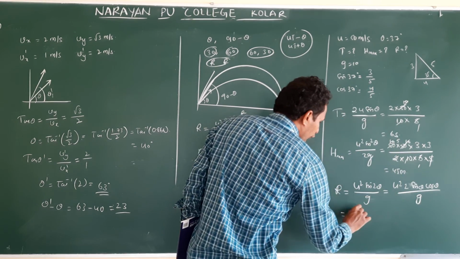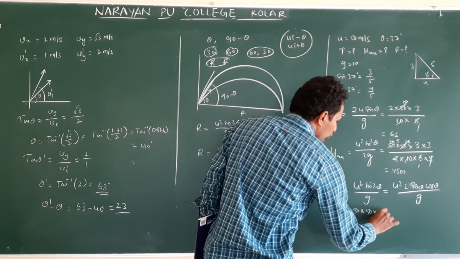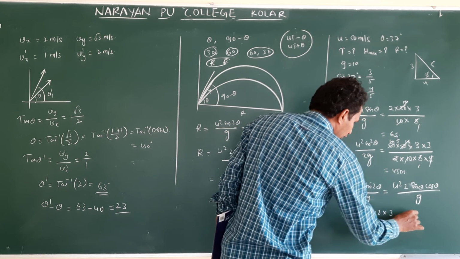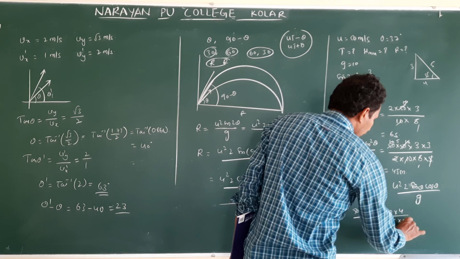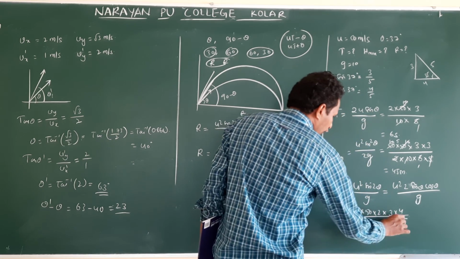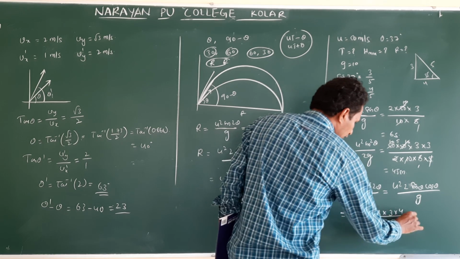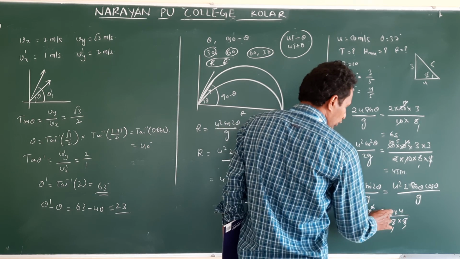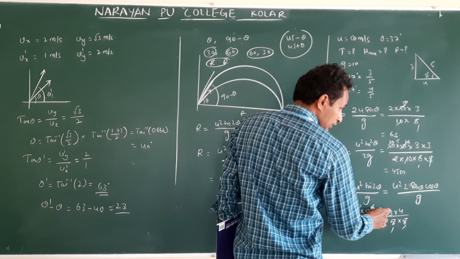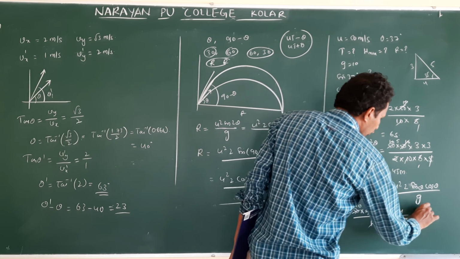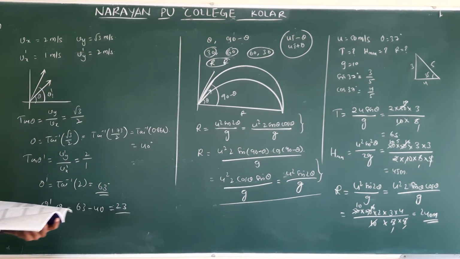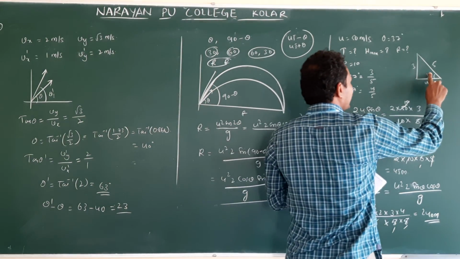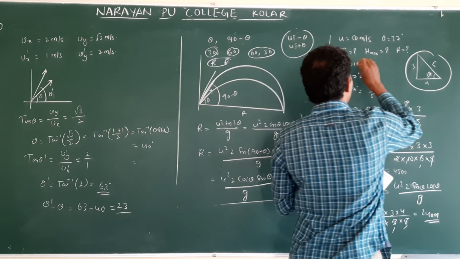Then this value: 50 into 2, sin 37 is 3 by 5. Next cos 37, 4 by 5. G value is 10. Again 5 ones, 5 tens, 10 cancel. 2 into 3 is 6, 6 into 4 is 24, 24 into 10, 240 meters. It is 240 meters. Understand now? So make a note of this. Here it is not 35, it is 37. It's not required also, don't worry. Already they given values. Clear?